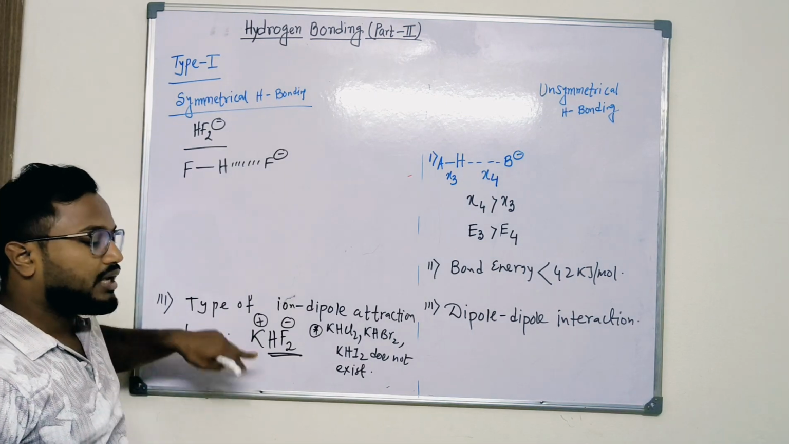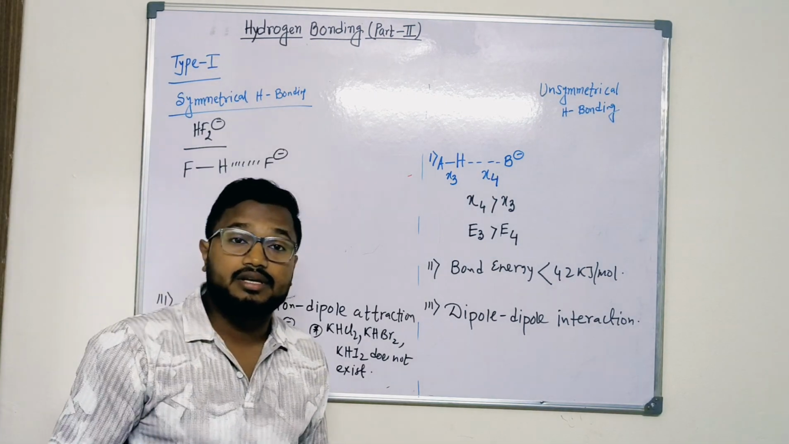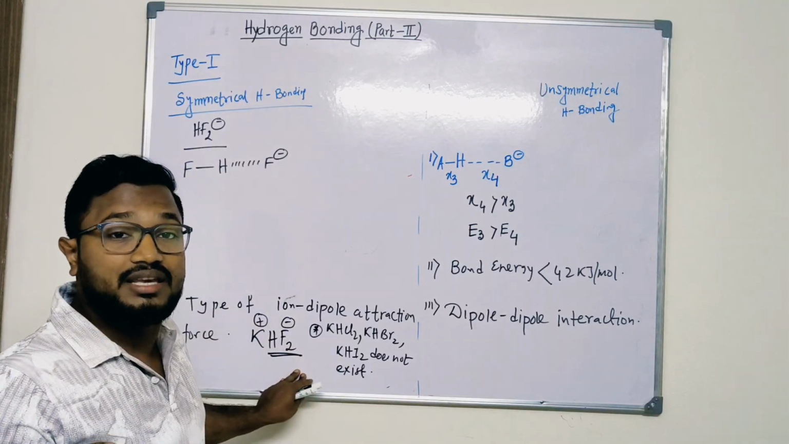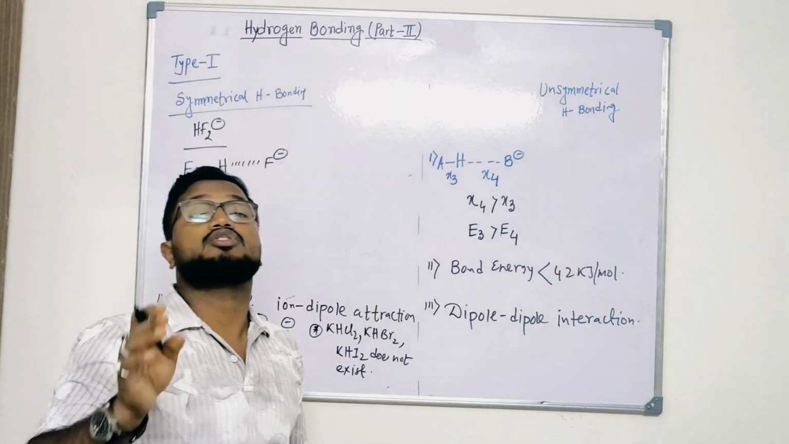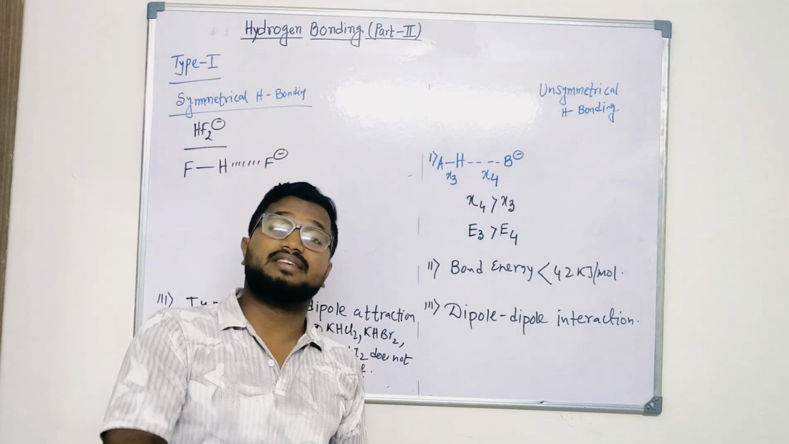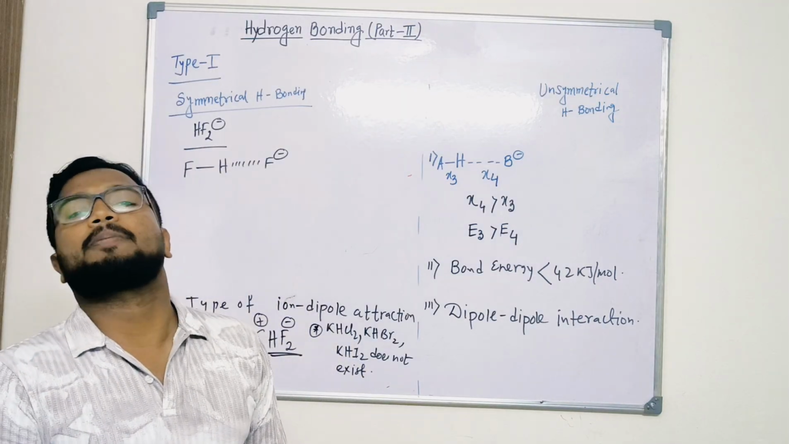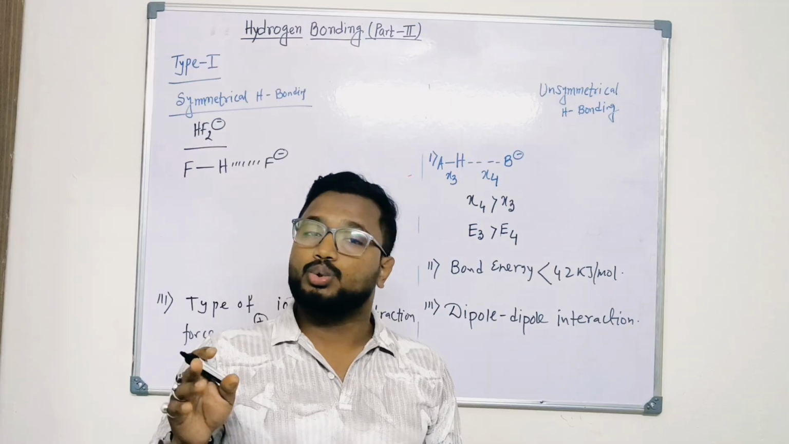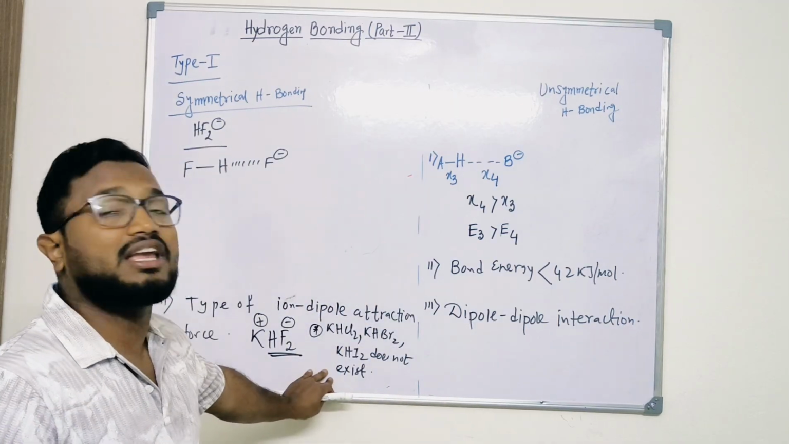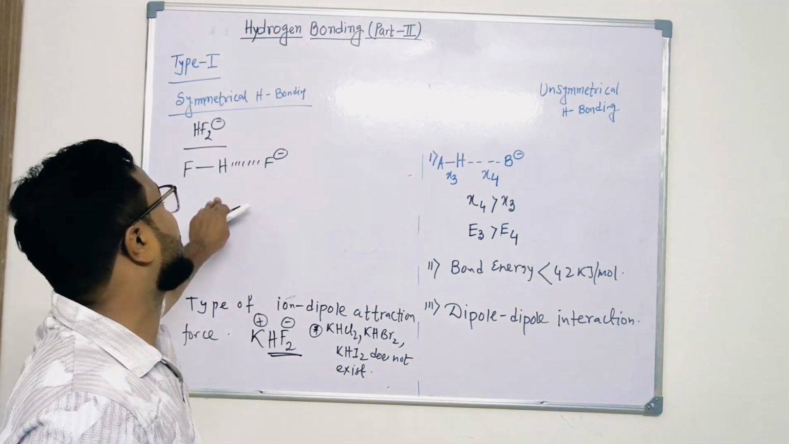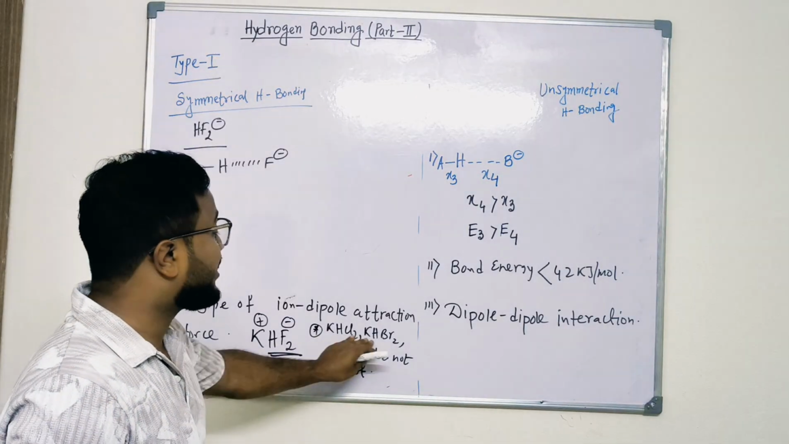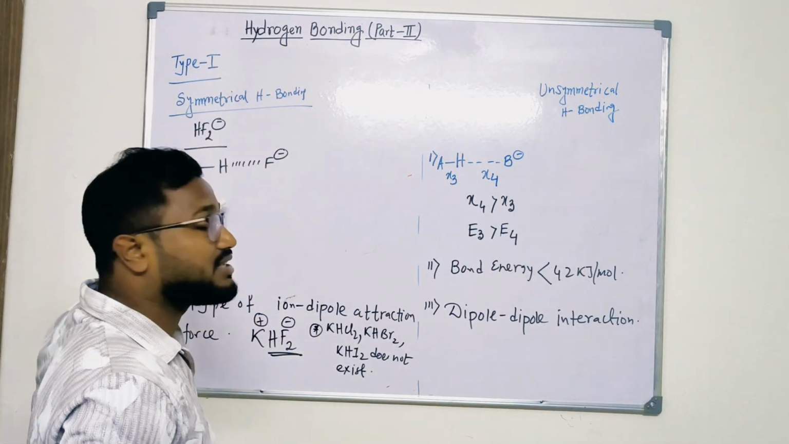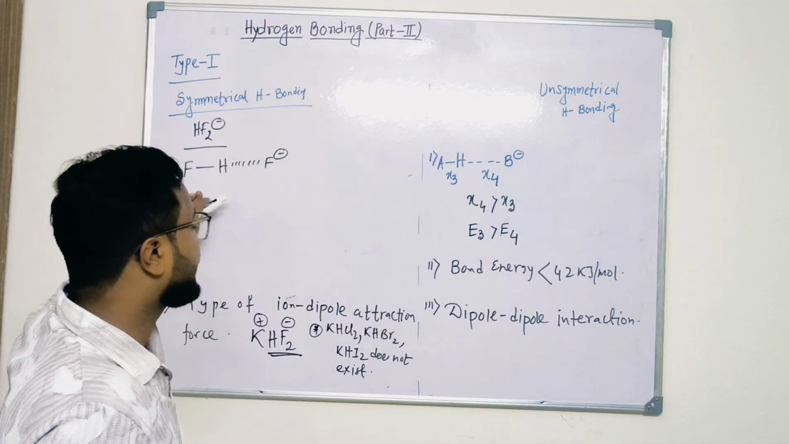As a result, KHF2 exists. So in KHF2 we can see symmetrical hydrogen bonding. Because of that, KHF2 is a strong molecule and it exists. But in the case of KHCl2, KHBr2, KHI2, hydrogen bonding cannot be formed. That's why we can consider them very unstable. But KHF2 is stable and exists.